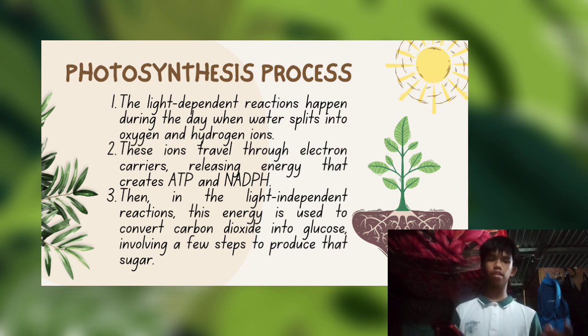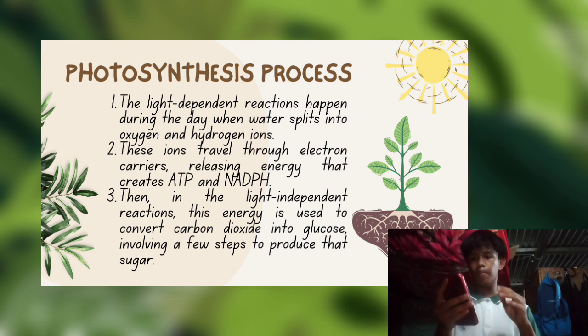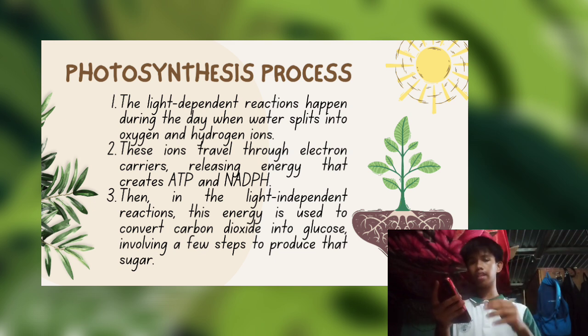For further explanation, ito na yung process ng photosynthesis sa magkabilang phase. First phase, light-dependent reaction. Ito yung process na nangyayari sa thylakoid membranes of the chloroplast when sunlight is available. Then, water molecules split into oxygen, hydrogen ions, and electrons. Magi-split yung H2O sa O2, hydrogen, at electrons.